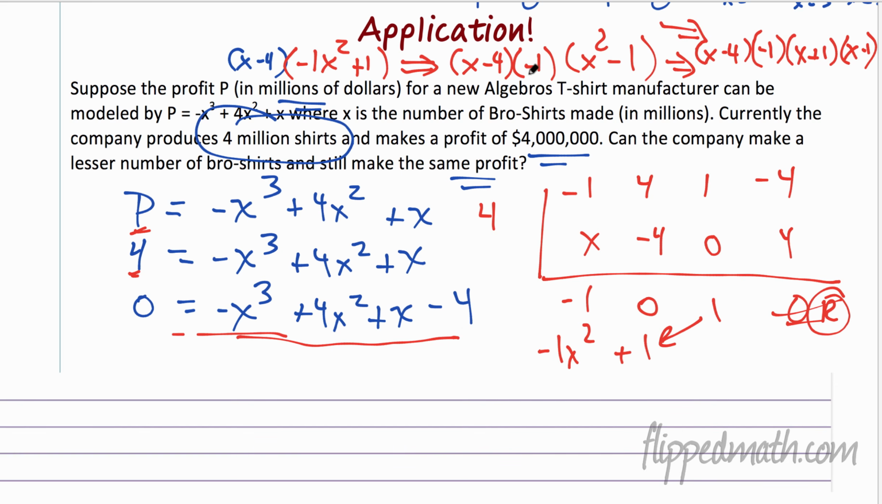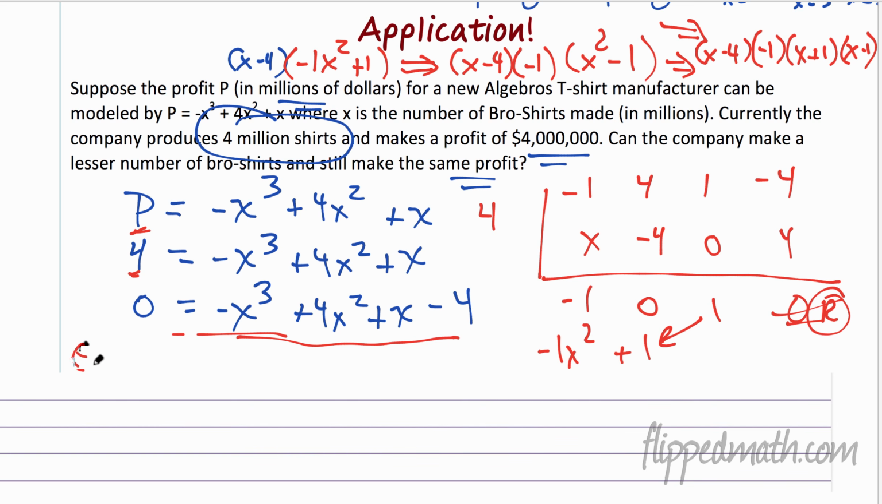You might be asking, why did we take the -1 out? Because I recognize this is almost a difference of perfect squares. If the signs were opposite, it would work, so I factored a -1 out. And then it made the signs opposite, and that means I could factor it. So that means that x plus 1 and x minus 1 are both factors.